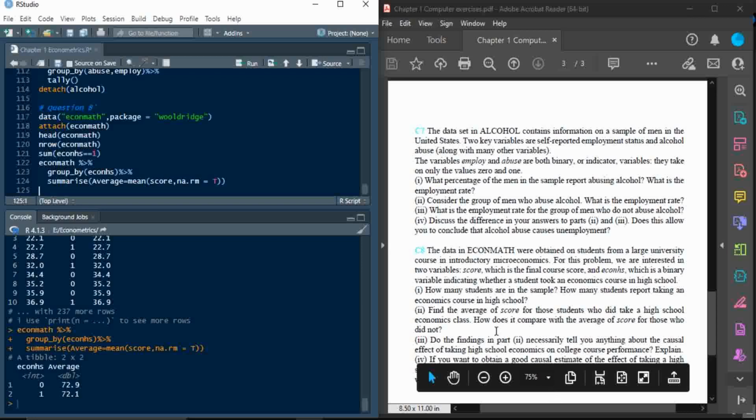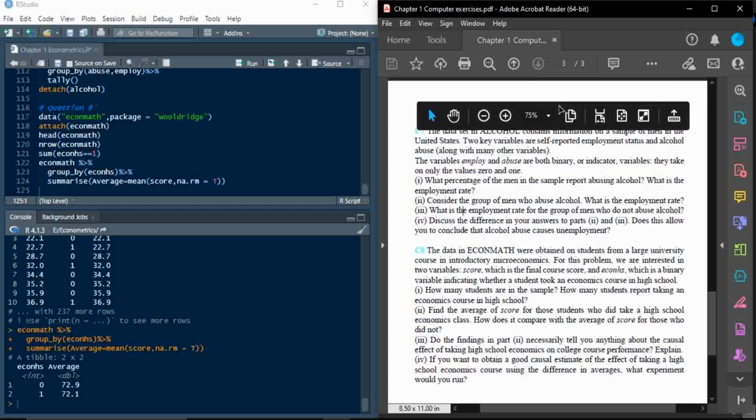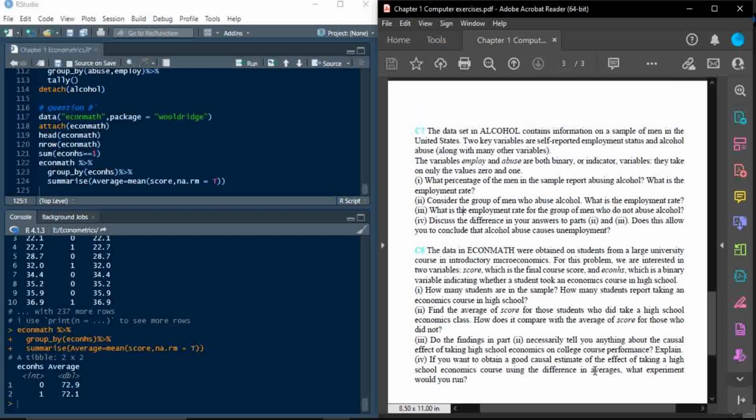Now look at the third part. Do the findings in part second necessarily tell you anything about the causal effect of taking high school economics on college course performance? Explain. We can discuss this in the comment section. And if you want to obtain a good causal estimate of the effect of taking a high school economics course using the difference in averages, what experiment would you run?